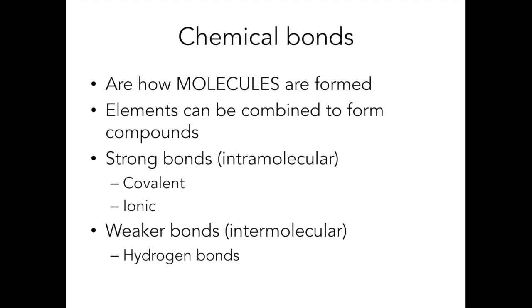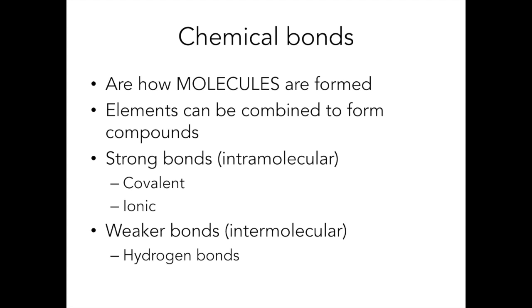So chemical bonds are how we form molecules. We combine elements together to form different compounds. Now, our bodies, as you know, are made up of a number of different types of elements. And those atoms and those elements are rearranged into different types of molecules. So we're going to talk a little about how those are formed.